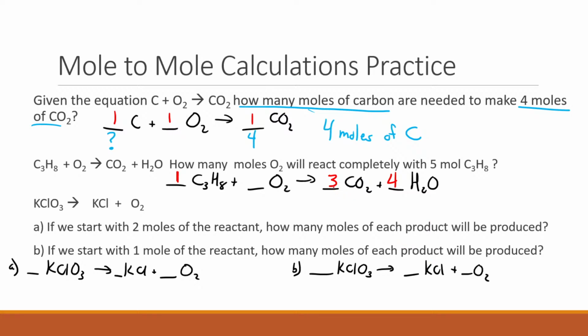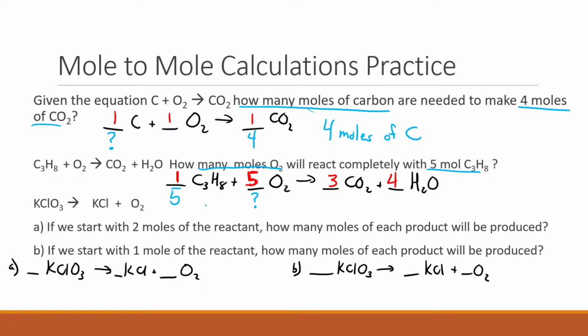That gives me 6 oxygens and another 4 oxygens, so I get 10 oxygens on the right, which means I need a 5 here to get 10 oxygens on the left. Equation properly balanced. I switch my color here. How many moles of O2, right? Again, moles, keyword, means that I can put my question mark under here, will react completely with 5 moles of C3H8.